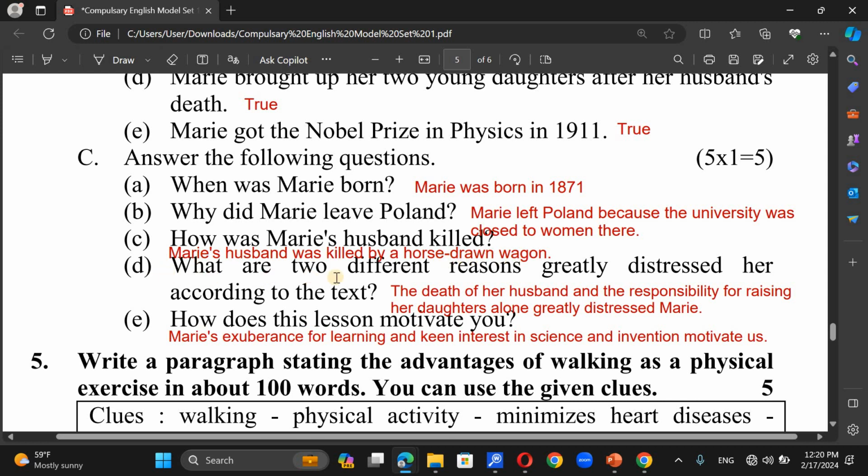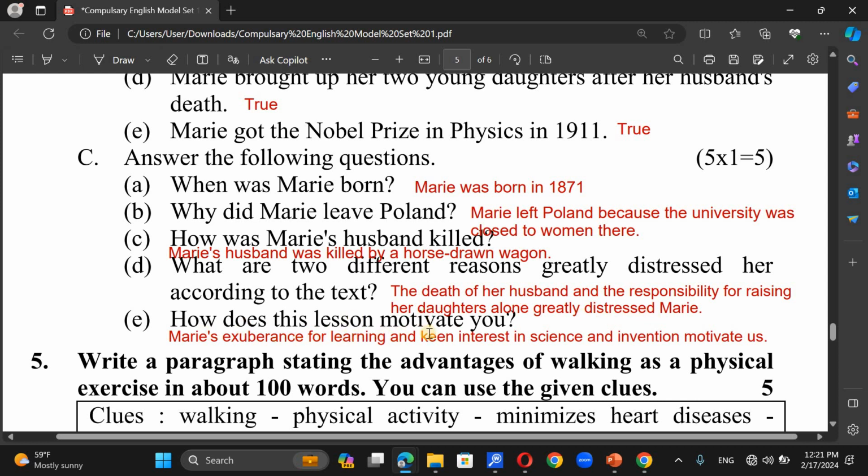Now D. What are the two different reasons that greatly distressed her according to the text? The death of her husband and the responsibility for raising her daughters alone greatly distressed Mary.